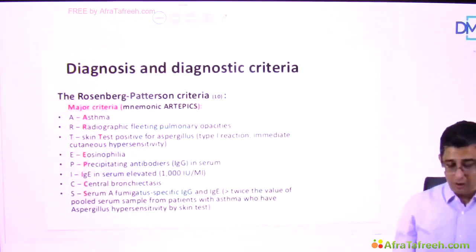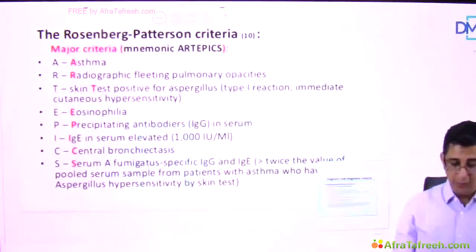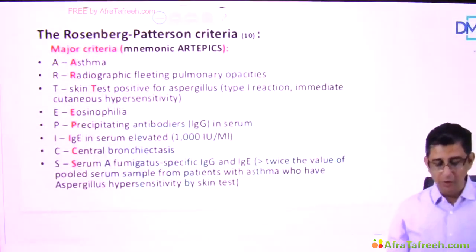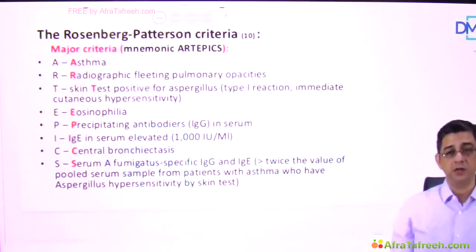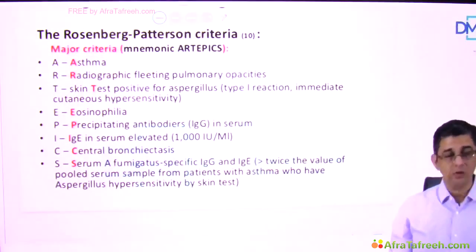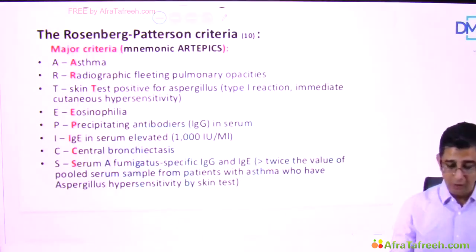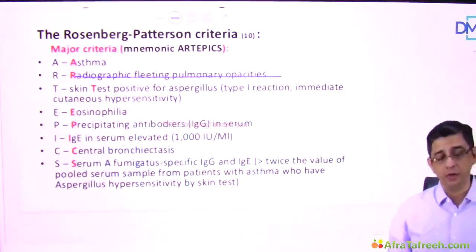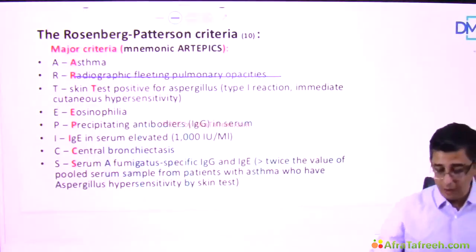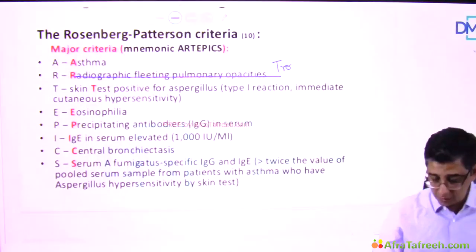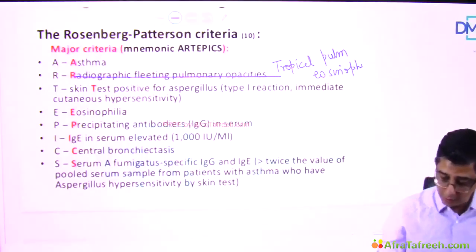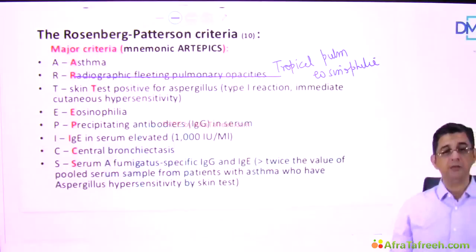Earlier, the diagnostic criteria for this condition were called the Rosenberg-Patterson criteria. There was a mnemonic for it called RTPICS. And some of these features are not used nowadays. Like, we don't use criteria like fleeting pulmonary opacity, because if I use fleeting pulmonary opacity, it would be counted in a lot of conditions. Fleeting pulmonary opacities can be seen with drugs also. They can be seen with parasites also. I mean, fleeting pulmonary opacities can be seen with fat embolism. They can be seen with tropical pulmonary eosinophilia. So nowadays, we don't use some of these criteria.